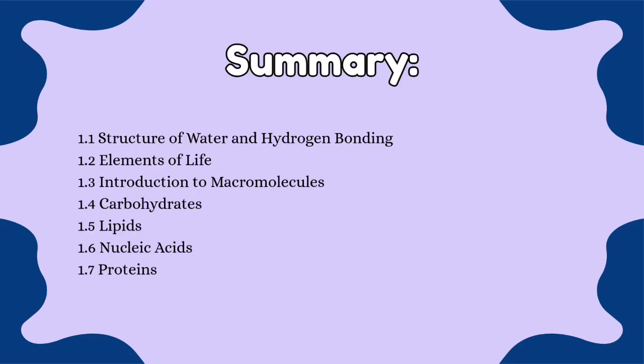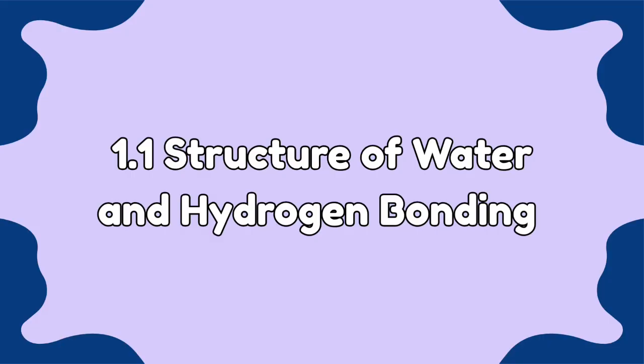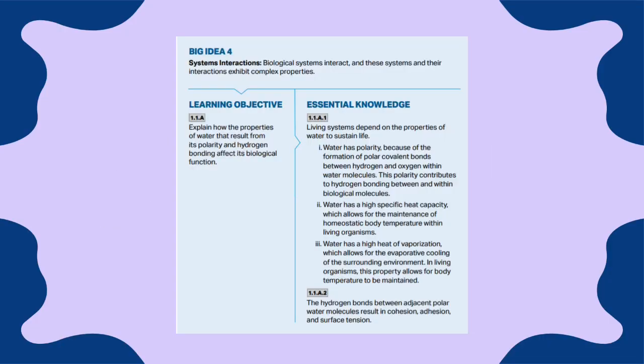So, for a quick summary, we have 1.1 Structure of Water and Hydrogen Bonding, Elements of Life, Introduction to Macromolecules, Carbohydrates, Lipids, Nucleic Acids, and Proteins. So, today we're going to be focusing on the structure of water and hydrogen bonding. Before we start, I want you to take a look at this.